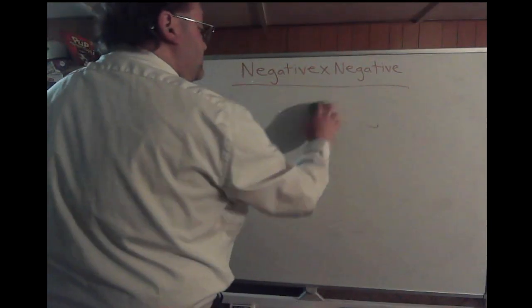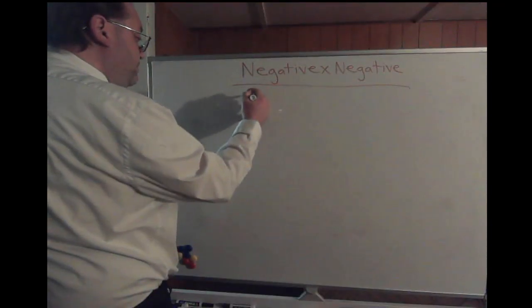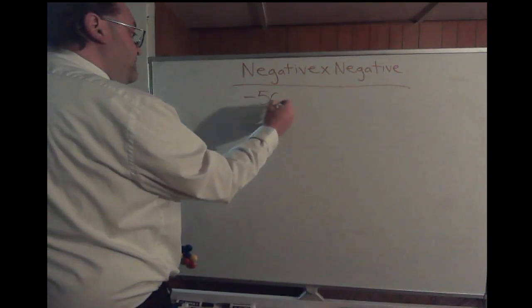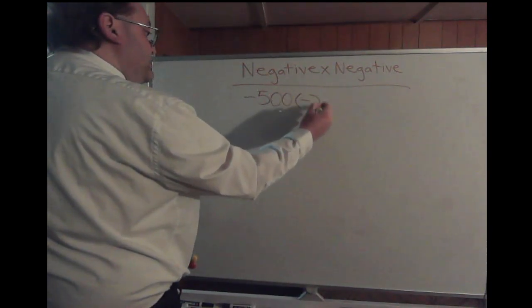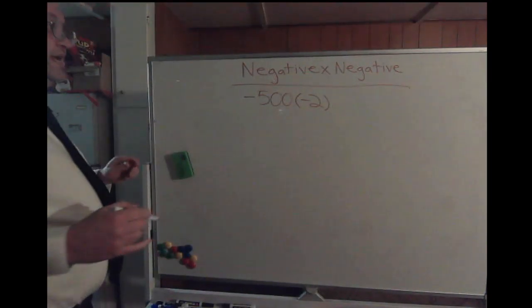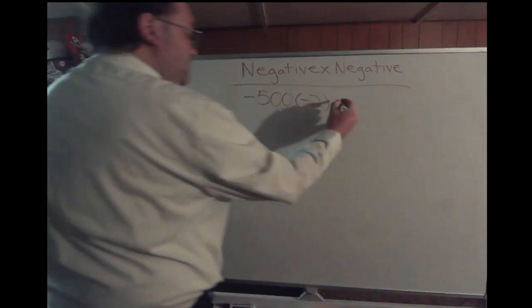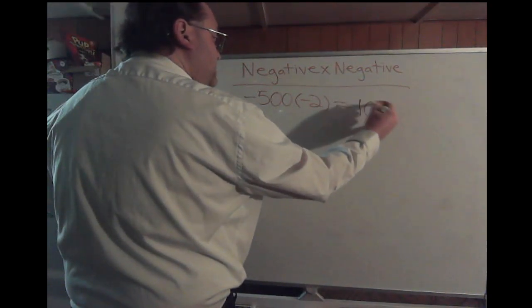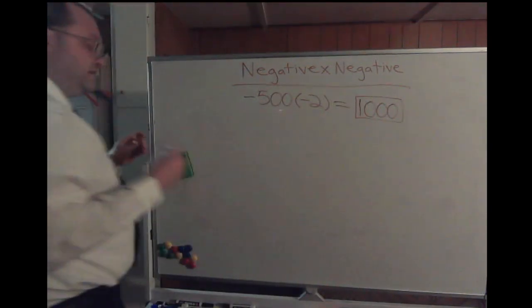Let's do one more example here of negative times negative. Then let's see, we have negative 500 times negative 2. Well, 500 times 2 is 1,000. Negative times negative is positive. So the answer we would get is positive 1,000.